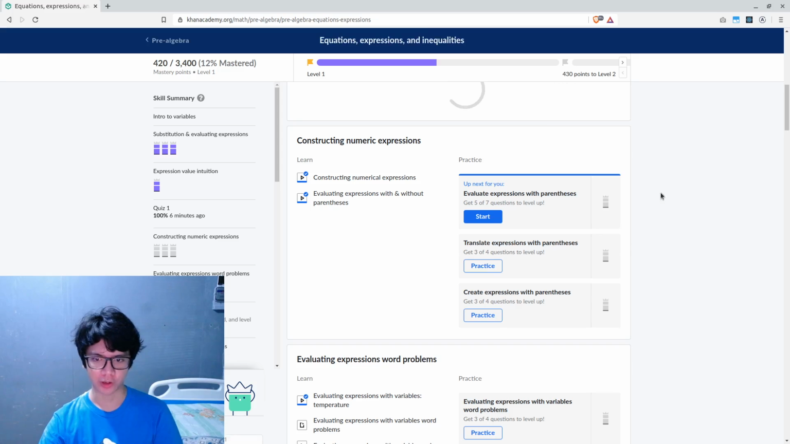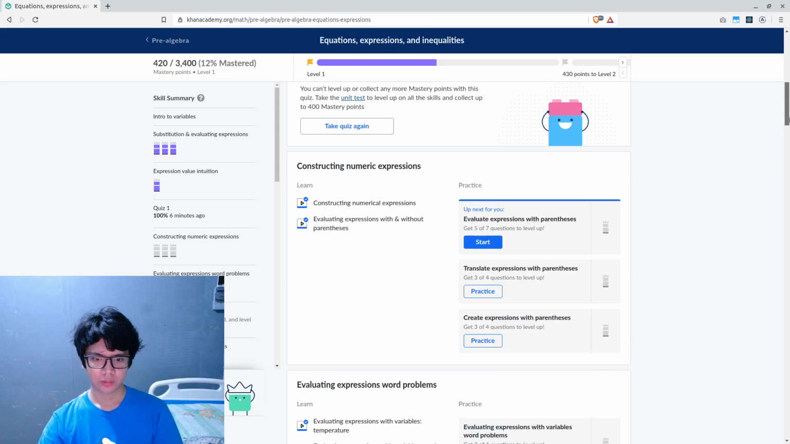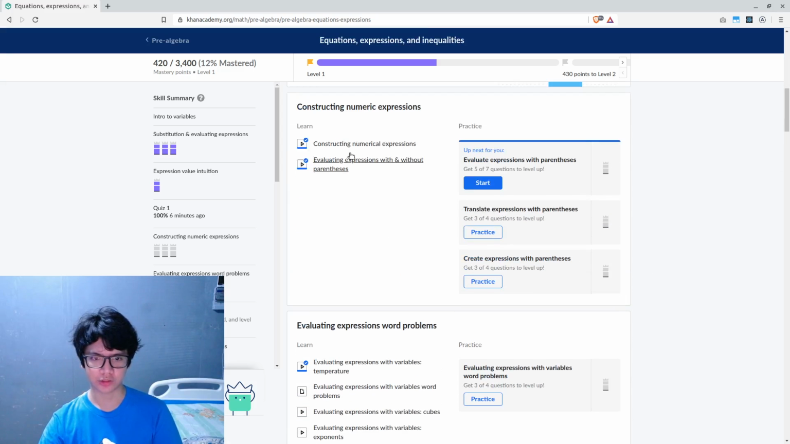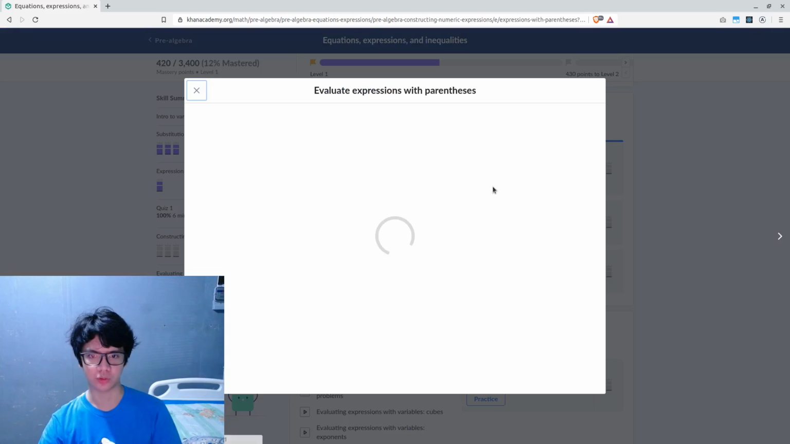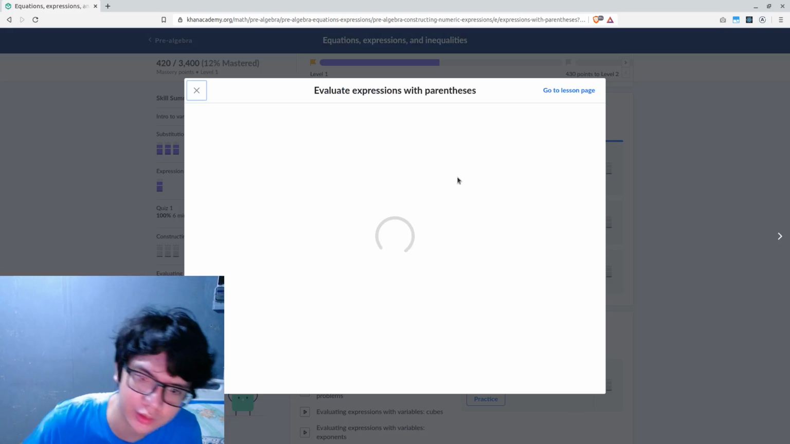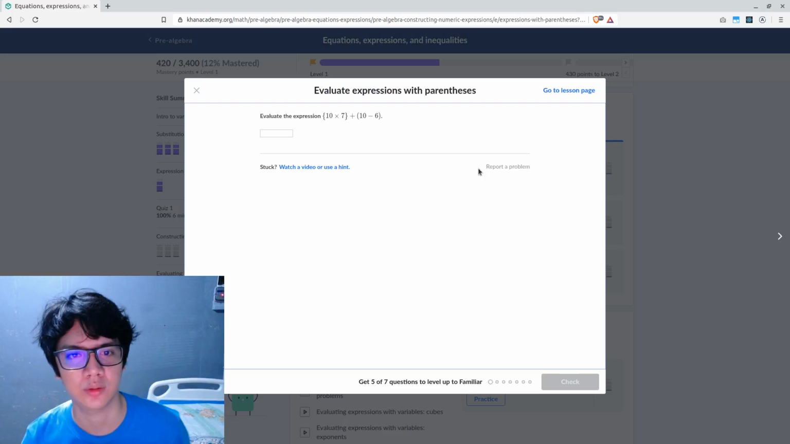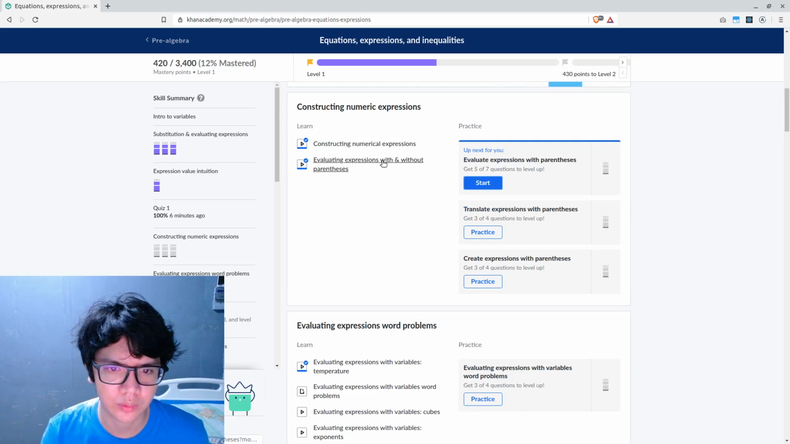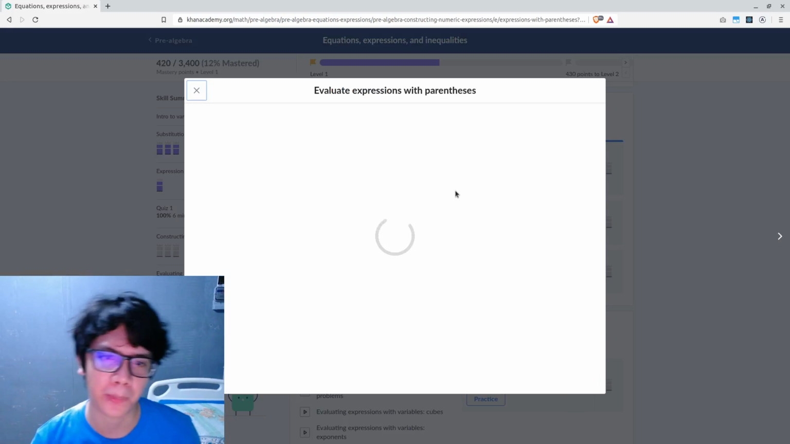Am I supposed to do the article? Oh, I'm supposed to do this first. Okay, let's see. With parentheses. What is this about? Oh, okay.